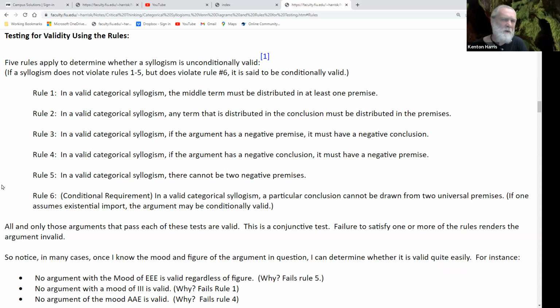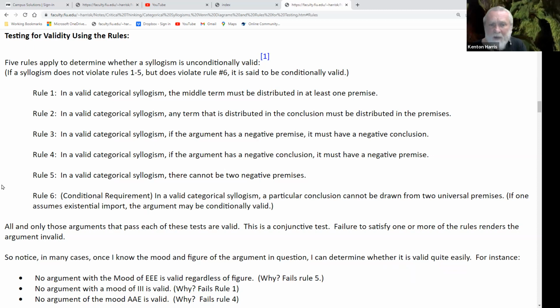Now, if you're wondering what distributed means again, remember, it's in the previous lecture, in the previous set of notes. In an A claim, the subject is distributed. In an I claim, nothing is distributed. In an E claim, both the subject and the predicate are distributed, and in an O claim, the predicate is distributed. So by the time you finish looking at your premises, you have to see whether or not the middle term has been distributed at least once. If it hasn't, it violates rule 1, you're done, the argument's invalid, right? If it has been distributed at least once, then you have to continue checking the rules.